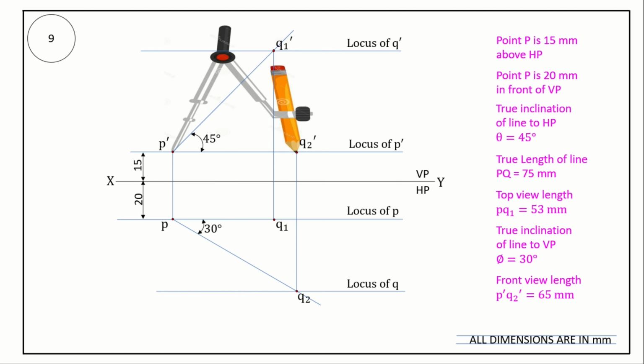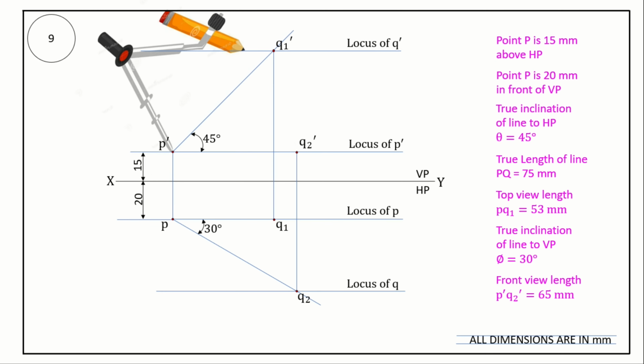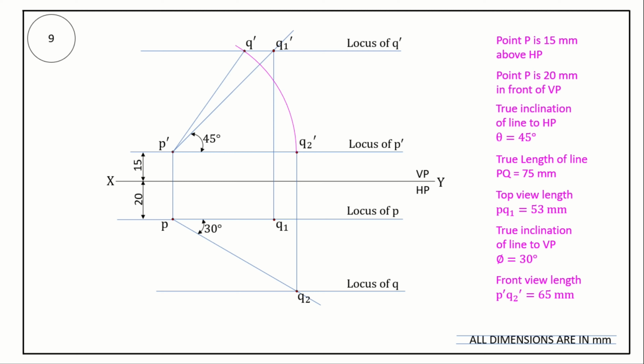Take a compass, measure the radius equal to P dash Q2 dash, which is 65 mm. With center point P dash, draw an arc. This arc cuts the locus of Q dash at a point Q dash. Join P dash and Q dash by a straight line. This line is the front view of the line.